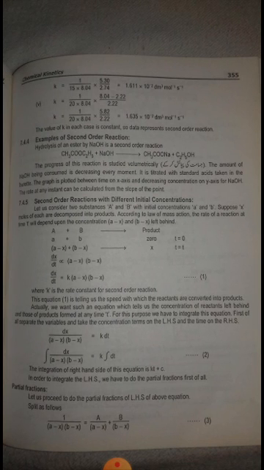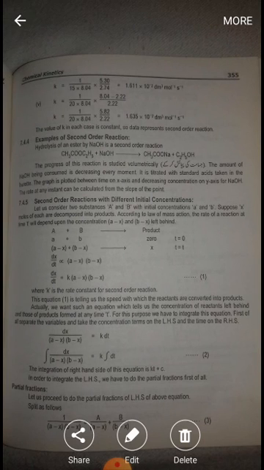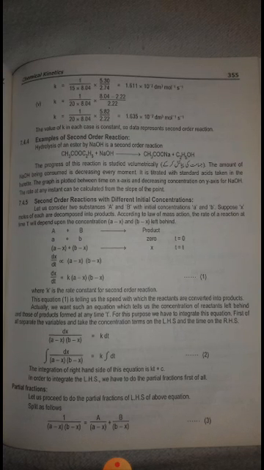So at the start of the reaction, when time is equal to 0, no product is formed, but when the reaction has started, at time equal to t, x amount of product is formed, which is subtracted from the reactants. So the remaining amount of reactant A will be a minus x and the remaining amount of B will be b minus x. So now we can write the rate law equation.